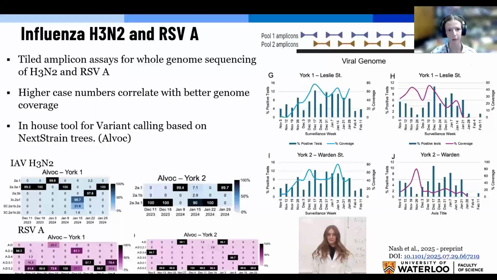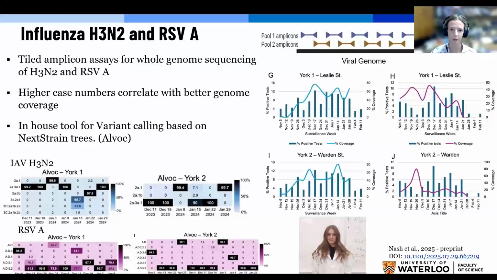On this slide, flu H3N2 is presented in blue and RSVA is always represented in pink. In the case of H3N2, the percent coverage of the genomes, which is shown as trend lines on the plots to the right, correlate well with the percent positive cases in York Region, which are shown as bars. Peaks in the percent coverage even appear a couple of weeks ahead of cases and spikes for RSVA.